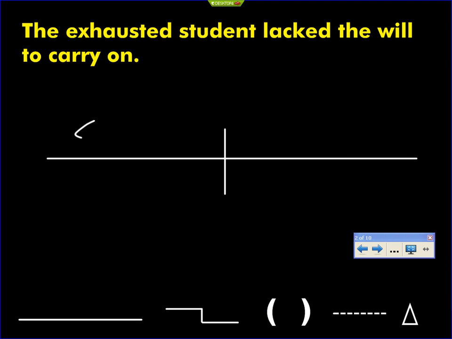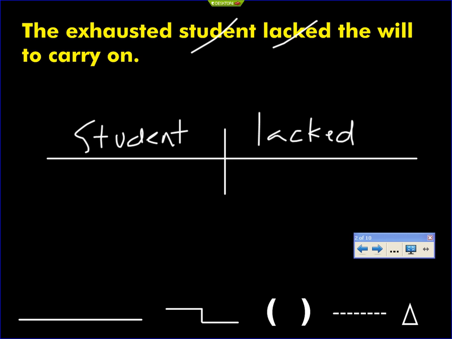Okay, that is correct. In this sentence, student is your simple subject, lacked is your simple predicate. Andy, keep going with student. Keep going with the complete subject. Would exhausted and the modify student? Correct. Exhausted and the modify student independently, of course, because the does not modify exhausted, nor vice versa.